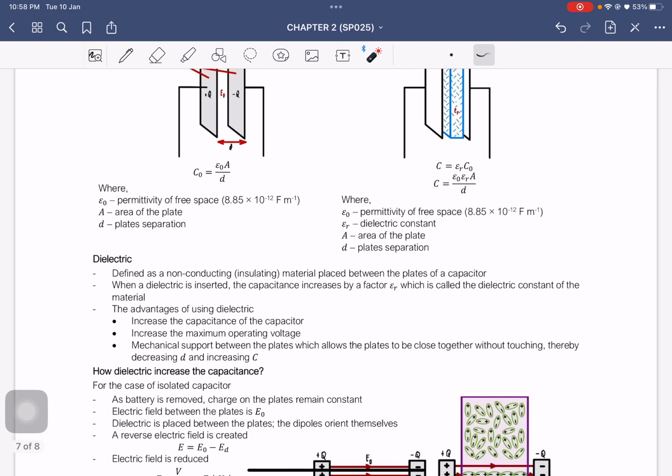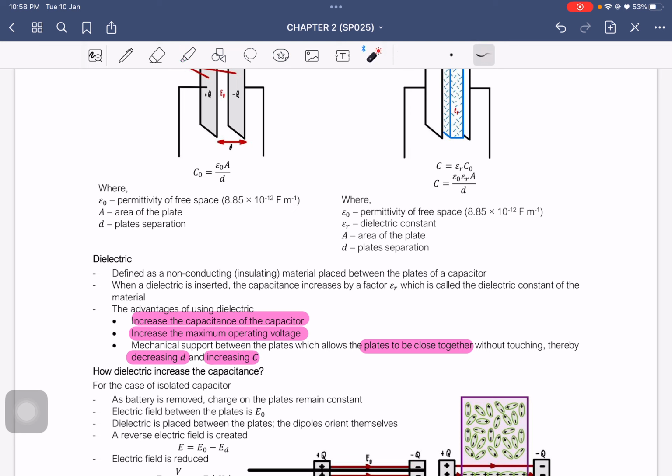So what are the advantages of using dielectric? It would actually increase the capacitance of the capacitor, increase the maximum operating voltage, and it acts like a mechanical support. It acts as a mechanical support that allows the plates to be close together without touching, hence decreasing the plate separation and increasing the capacitance.